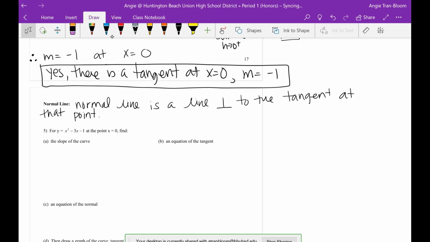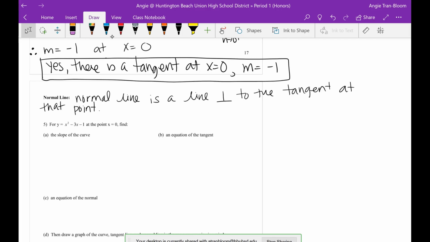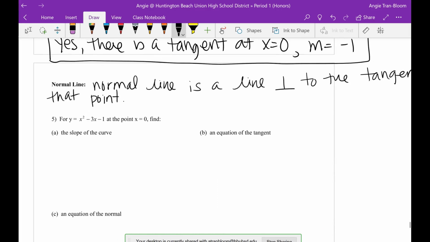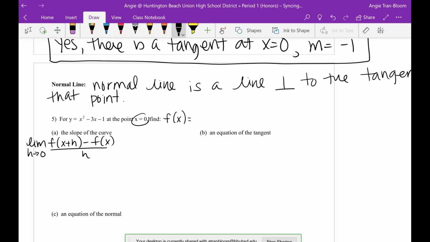For the curve y equals x squared minus 3x minus 1 at the point x equals 0, find a, the slope of the curve. Okay, so the slope of a curve, again, I would need the formula at a point. So limit as h approaches 0 of f of x plus h minus f of x all over h. I don't know what f of x is. Okay, so let's find f of x. x is 0, so f of 0 is, let's plug it in. 0 squared is 0, minus 3 times 0, minus 1, so it's really negative 1. Okay, so f of 0, which is really f of x.